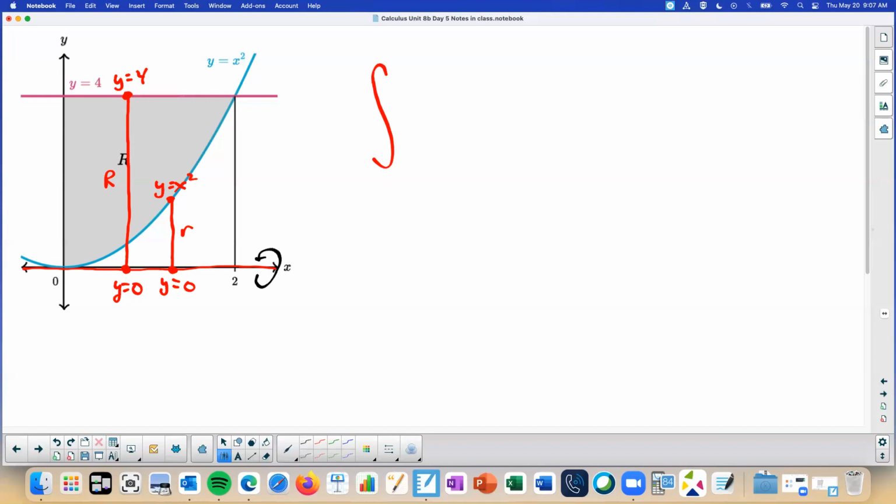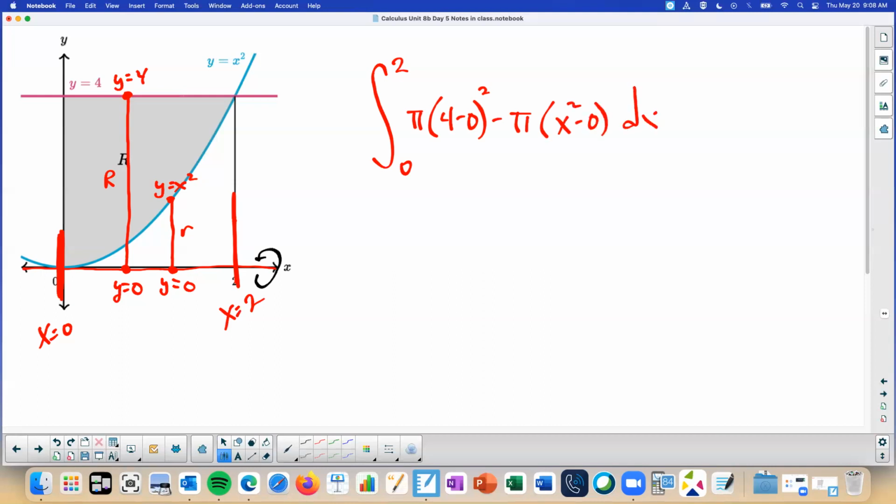Now this part works the same way. We're integrating from 0 to 2. And I usually mentally draw those so that they look like the radius. Big R squared, 4 minus 0, minus little r squared, which is x squared minus 0. Pointing out one of the really easy things to forget for you guys.